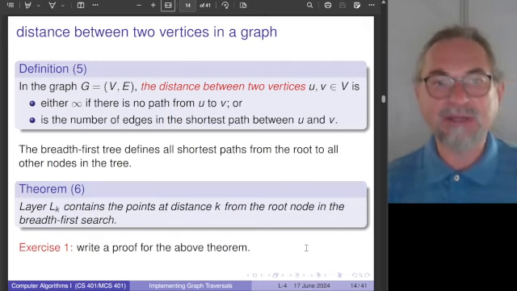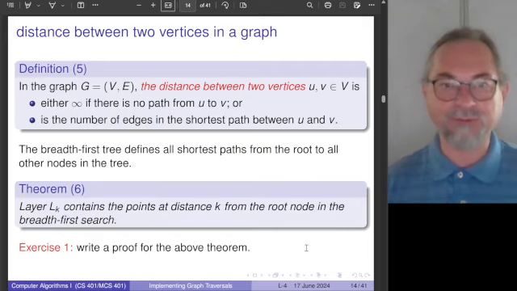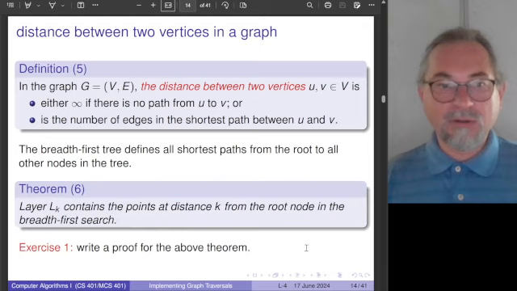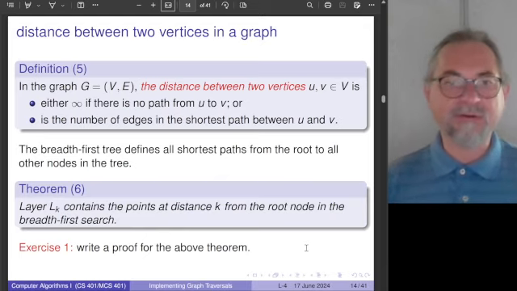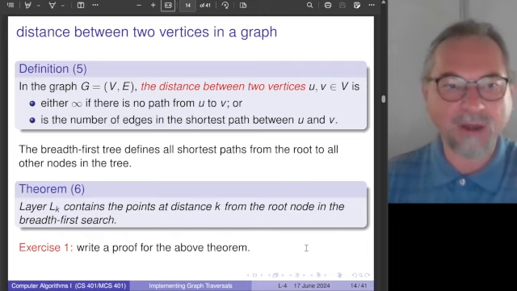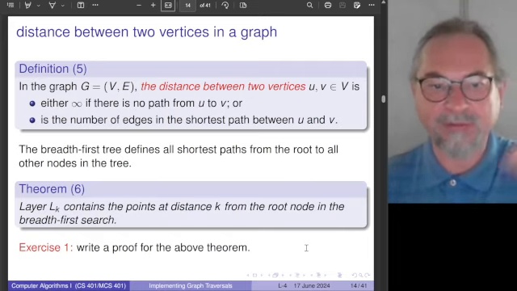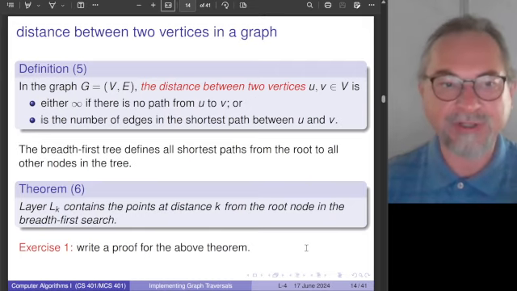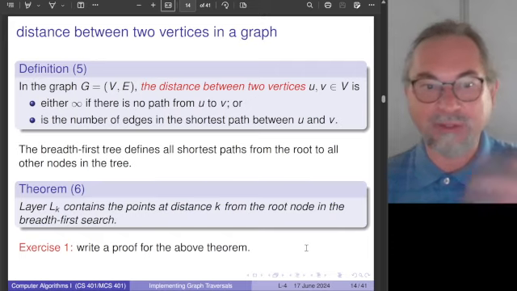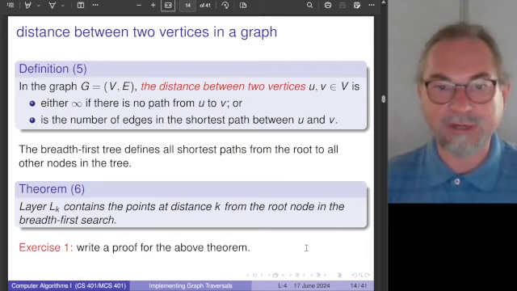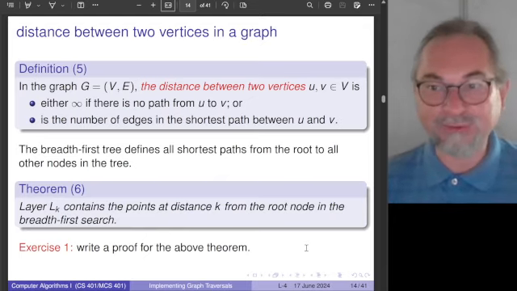Okay, what is now the distance? The distance is infinite if there is no path between two vertices, and otherwise it is the number of edges in the shortest path between the two vertices. The sentence between the definition and the theorem essentially reformulates the theorem. The theorem is stated more in the language of layers and is more precise, although in general the breadth first search tree defines all the shortest paths from the root to all the other nodes in the tree. And it is a unique tree.